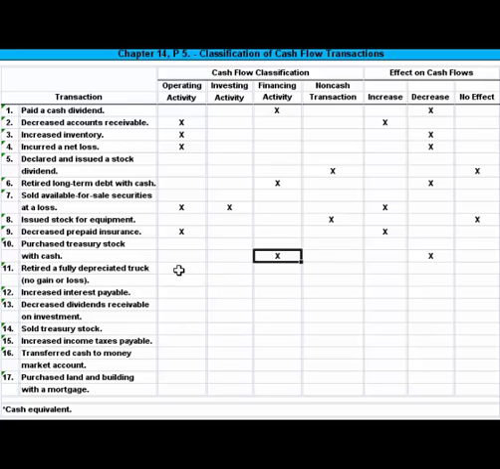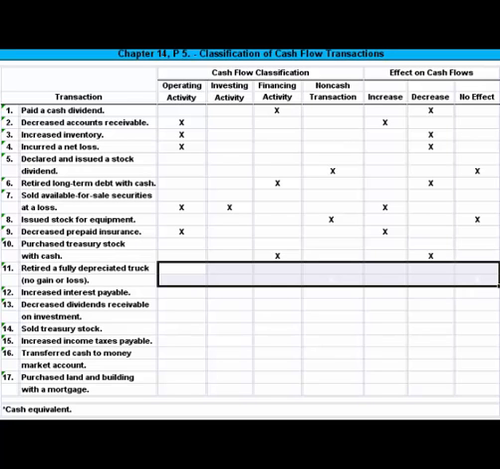Retired a fully depreciated truck with no gain or loss. Well, hopefully you understand that we make a bookkeeping entry here. There's no impact on cash. All we're doing is debiting accumulated depreciation to take it off the books, and we are crediting the property, plant, and equipment, or gross assets, and it's merely a bookkeeping entry. There's no cash exchanging hands.